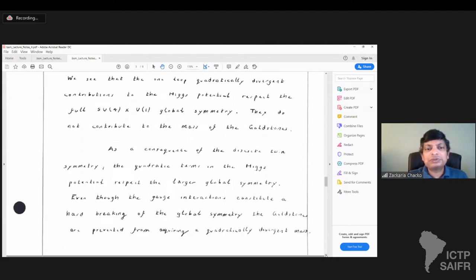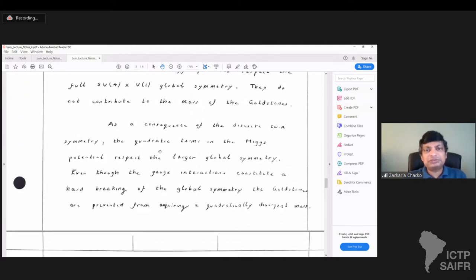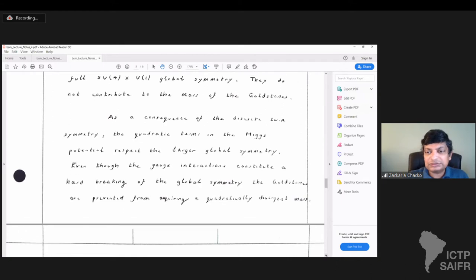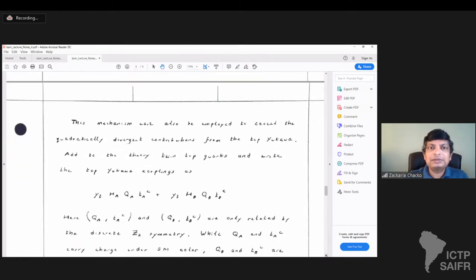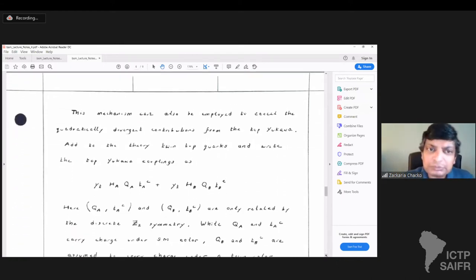So what's going on is, as a consequence of the discrete twin symmetry, the quadratic terms in the Higgs potential respect the larger global symmetry, even though the gauge interactions constitute a hard breaking of the global symmetry. The Goldstones are prevented from acquiring a quadratically divergent mass. So what I want to show you is that the mechanism can also be employed to cancel the quadratically divergent contributions from the top Yukawa.